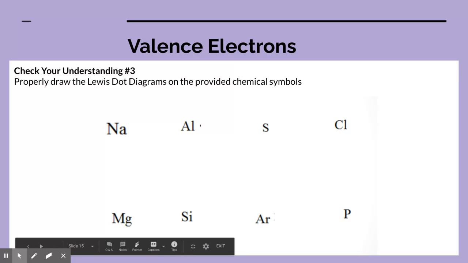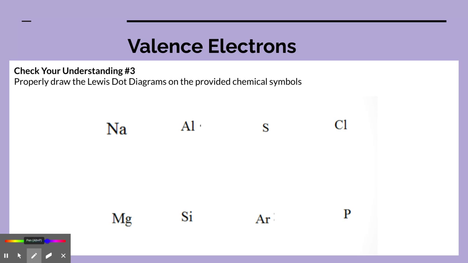So let's do this. Properly draw the Lewis dot diagram. So let's try this out. You try this out on your own. Pause the video here, and then after you're done, play the video again to see if you got these right. Okay, so let's try them out.